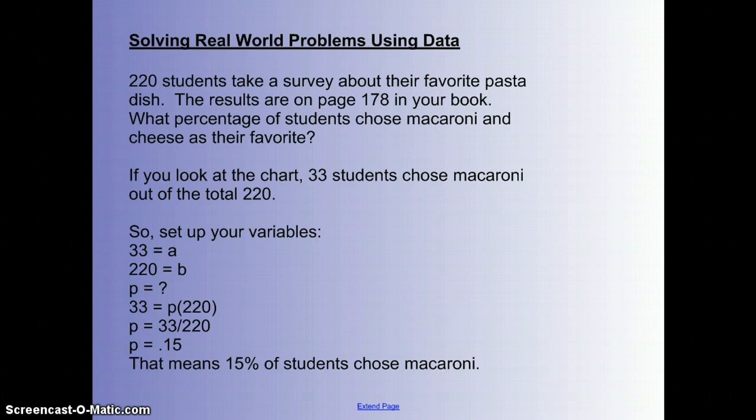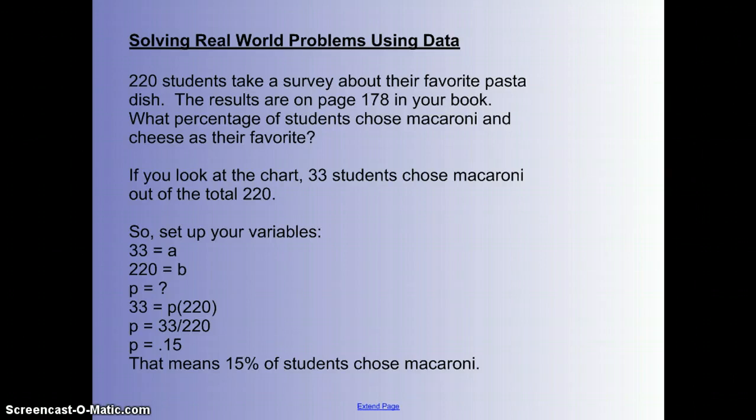Sometimes you need to solve real-world problems using data with percentages, and that's why you learn percentages, not just to calculate when numbers are given, but to look at data, the way we did in the milk problem. So in this case, we have 220 students taking a survey about their favorite pasta dish. The results are on page 178 in your book. So rather than recreate it here, take a look at page 178 and see the numbers that they got when they did the survey.